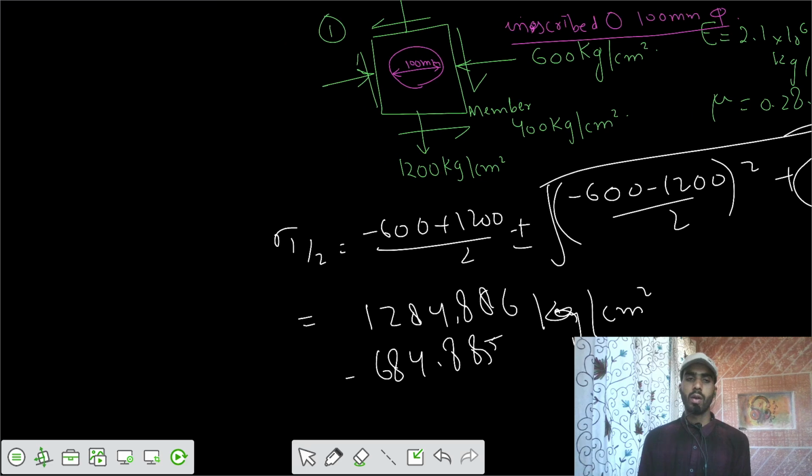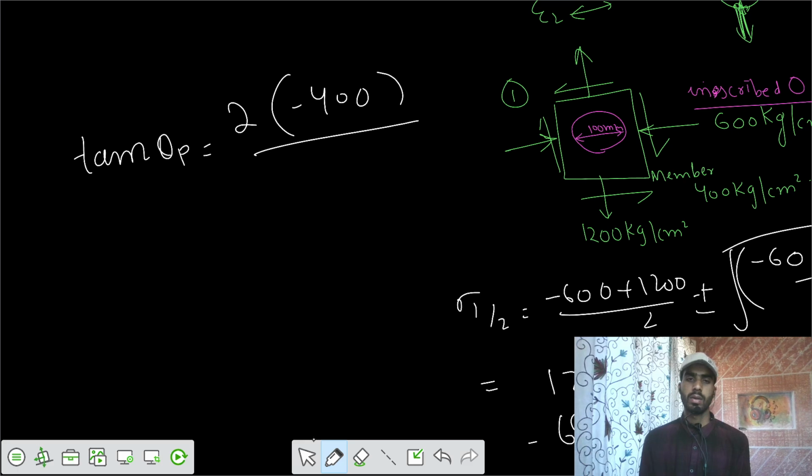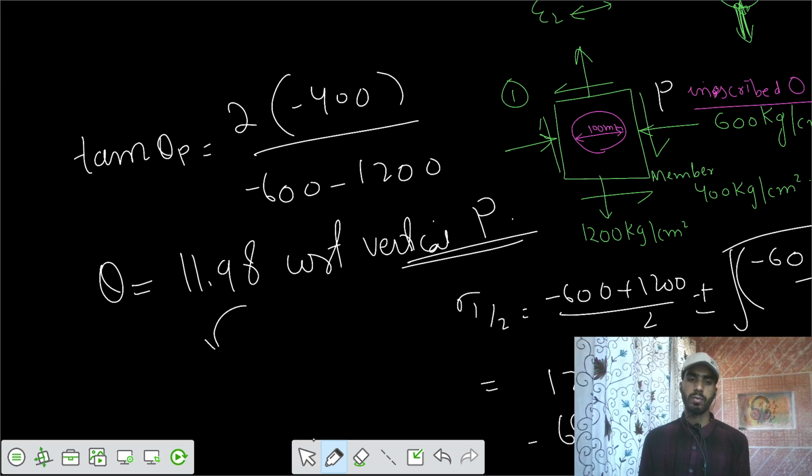Now you want to find the location of the principal plane. So I would write tan 2 theta p equals 2 tau xy by (sigma x minus sigma y). You got a value of theta equals 11.98 degrees with respect to the vertical. Let's say this is plane P. With respect to the vertical plane P, you have to go anti-clockwise by 11.98 degrees to get the location of the principal plane.